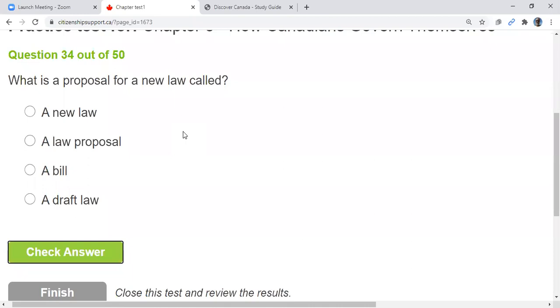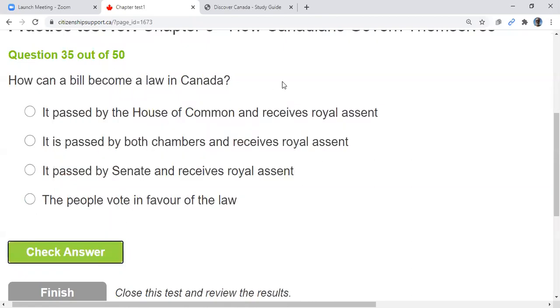Okay, so do you remember what I said? It's a bill. I should stop talking. It's because you had it right there. Okay, and then Zaniba, what's this one? How can a bill become a law in Canada? It is passed by the House of Commons. Number 2. Very good, you're getting them all right.